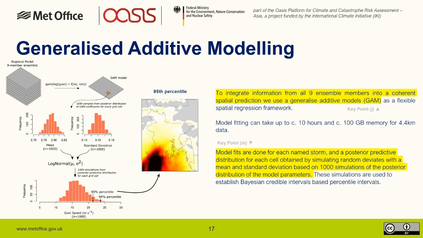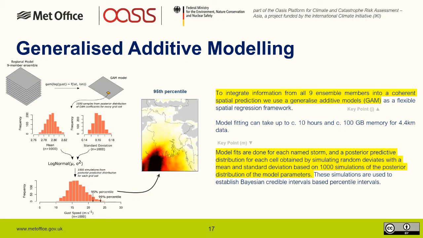Starting with a brief overview of our statistical framework. Here we use generalized additive models, otherwise known as GAMs, to combine the information from each of our 9 ensemble members into one coherent, consistent spatial prediction. This is a very flexible statistical modelling approach based on generalised linear modelling that respects the spatial interaction present in our model data, but crucially it also uses the spatial dependence as a source of additional information when fitting the GAM.